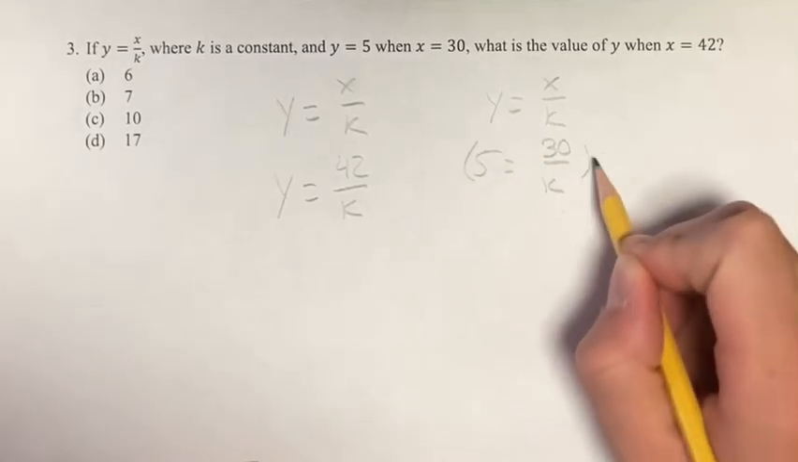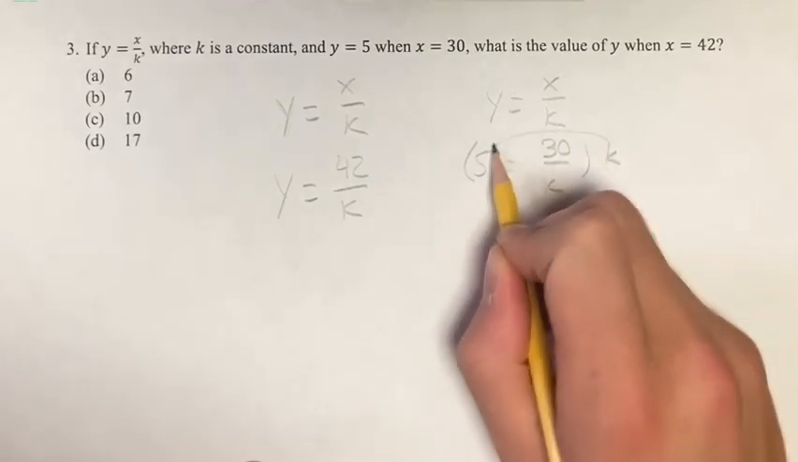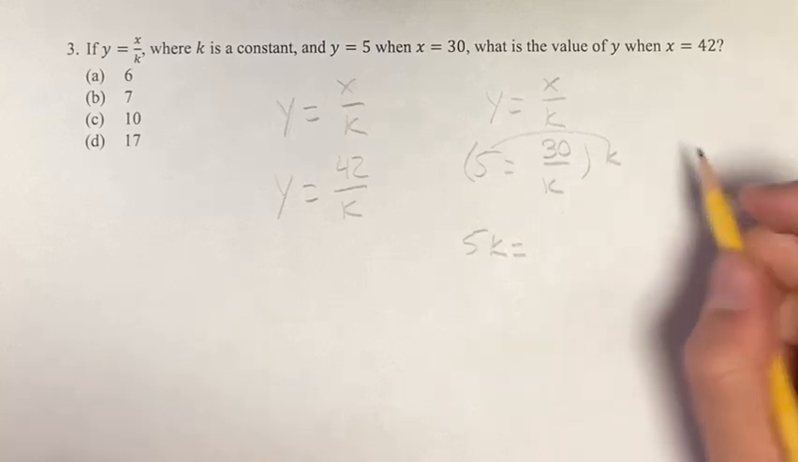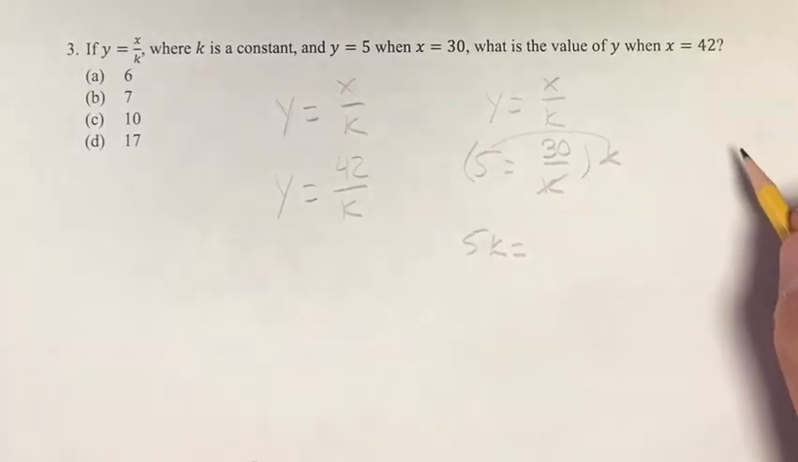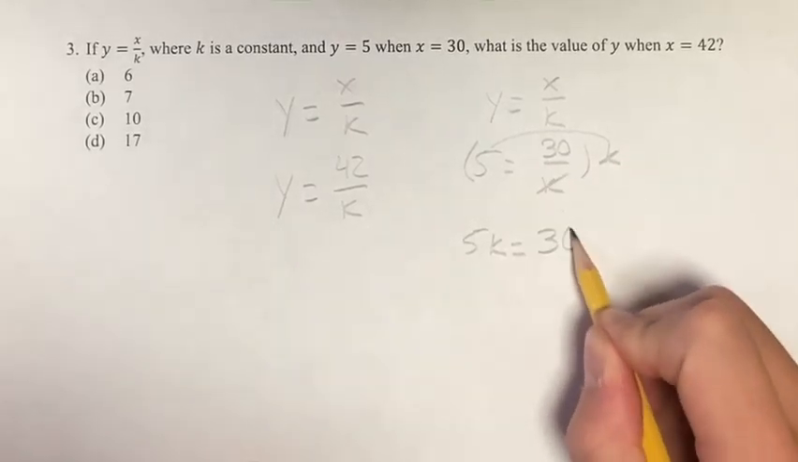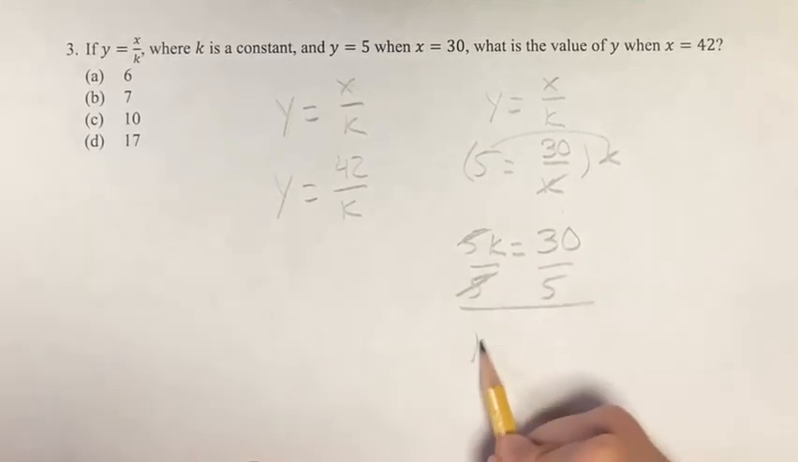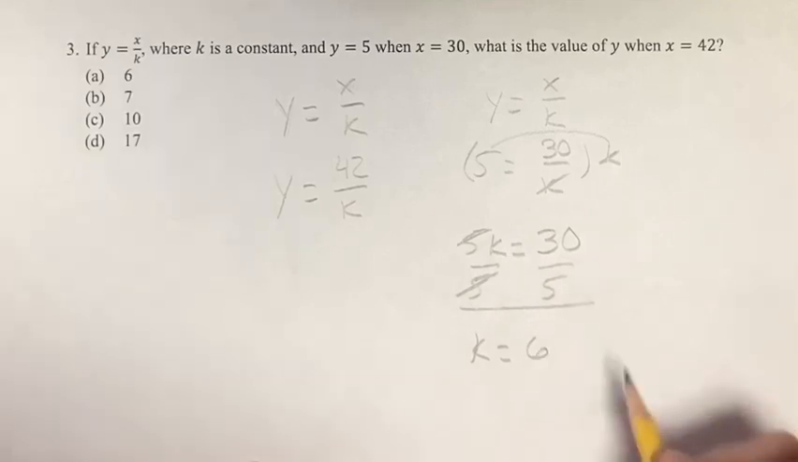Multiplying both sides by k, we have 5 times k, or 5k, is equal to 30 divided by k times k, where the k in the numerator and the denominator just cancel, and we're left with 30. Dividing both sides by 5, these cancel, and we're left with k is equal to 30 divided by 5, or 6.